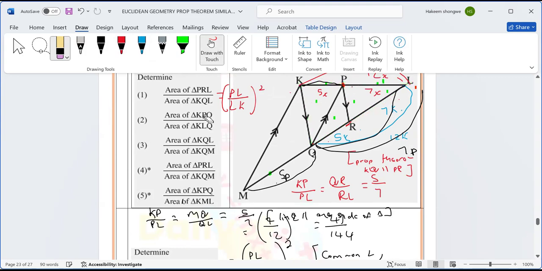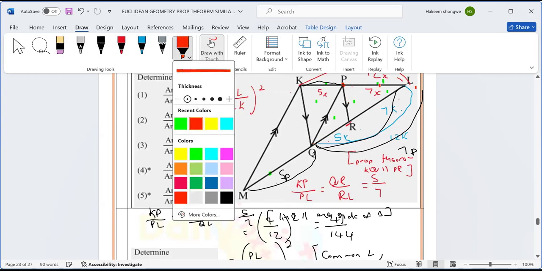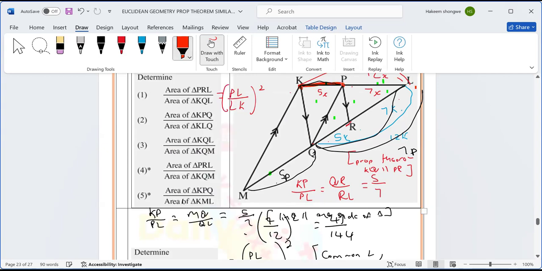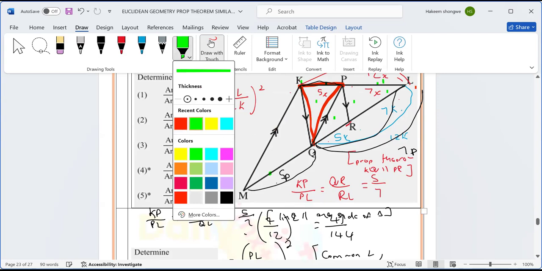On number B, we have KPQ. Let's highlight KPQ. We have K, we have P, we have Q. This one here. It goes with who? KLQ. It goes with KL.